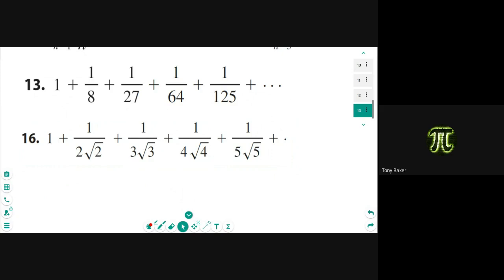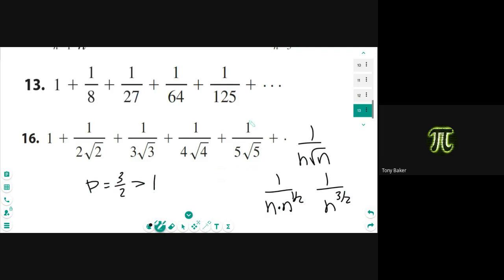What's the pattern? They're all going up by 1. It's 1 over n to the root n, right? So that's 1 over n times n to the 1/2, which is 1 over n to the 3/2. So p is greater than 1, so converging.